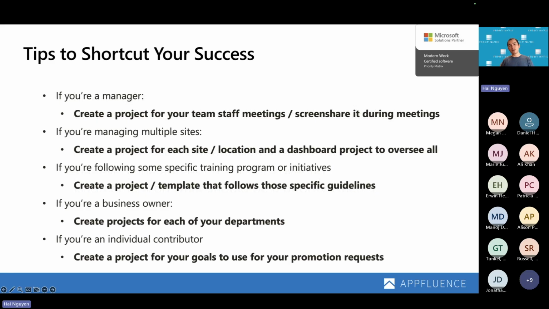So a couple of tips to shortcut your success before I jump into the product itself. If you're a manager, create a project for your team staff meetings and screen share during meetings. It is such an easy exercise. Even if you don't use Priority Matrix with your coworkers, do this because it's going to help you focus your conversation. One of the challenges I've seen over and over again when people have their staff meetings and their weekly check-ins is that everyone goes around the table and talks about the things they're working on, but guess what? They're talking about things that are top of mind.